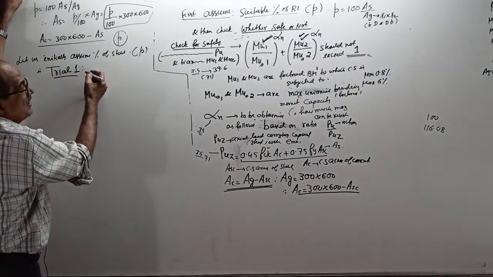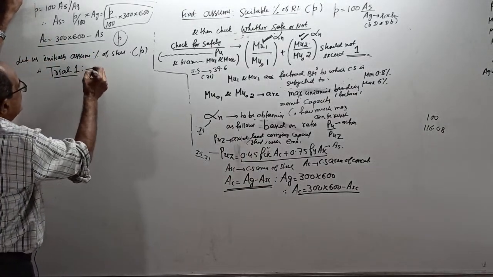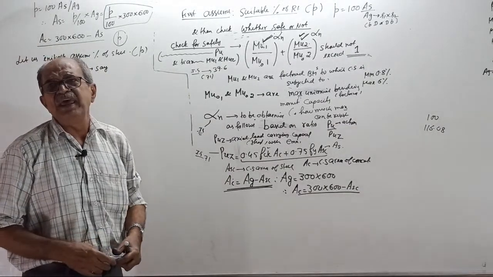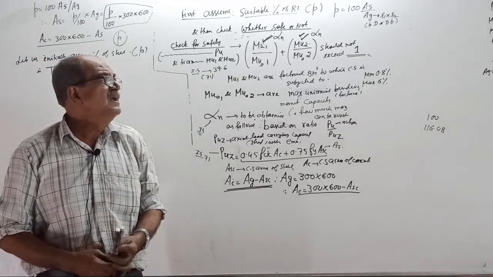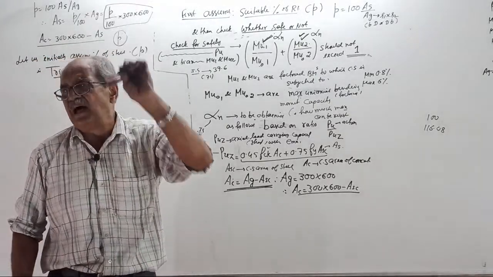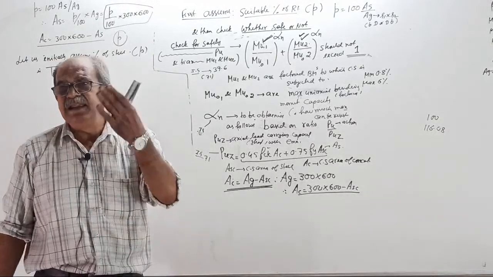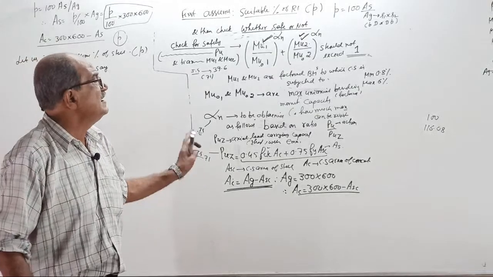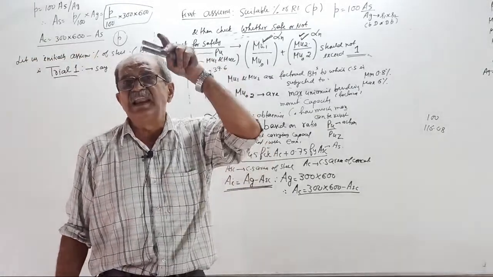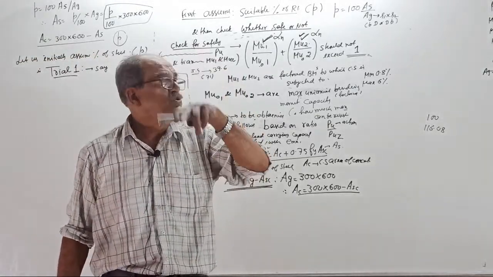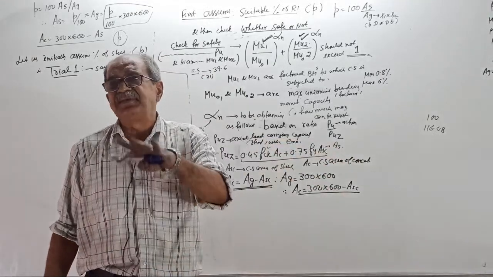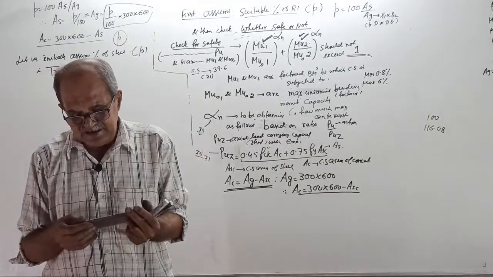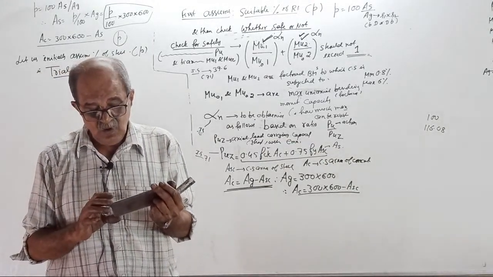Oh, one thing forgotten. I will tell you. Trial 1, tell some percent. Anything you tell, I will take, not less than 0.8, not more than 6. Randomly tell the answer. Same thing ETABS is doing. It will keep on changing the percentage. If an Excel sheet is there, it is very good. Tomorrow, I will tell you how to prepare an Excel sheet also. Tell some percent, randomly, whatever you want.